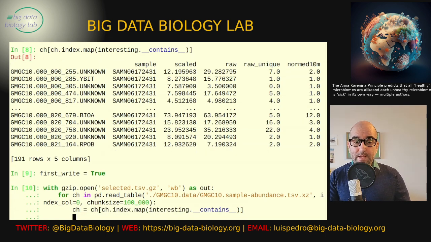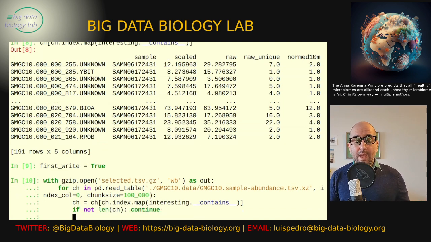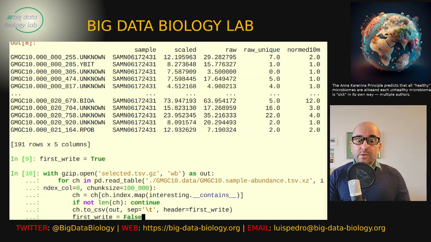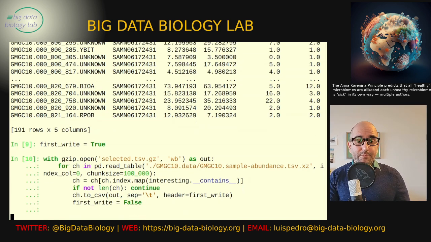Then we select the lines that matter. If it happens that in a particular chunk nothing was selected, then we ignore it. Otherwise we write out the TSV file. Here we want the separator to be a tab. And here you can also see why we needed this first write variable: the first time we write it out, we do want to keep the header, and then on subsequent writes, we will no longer write the header.